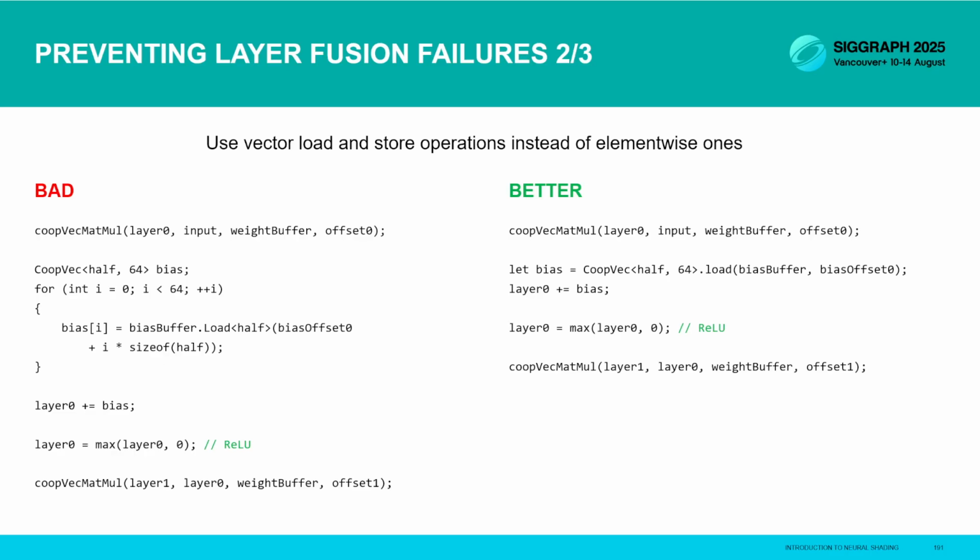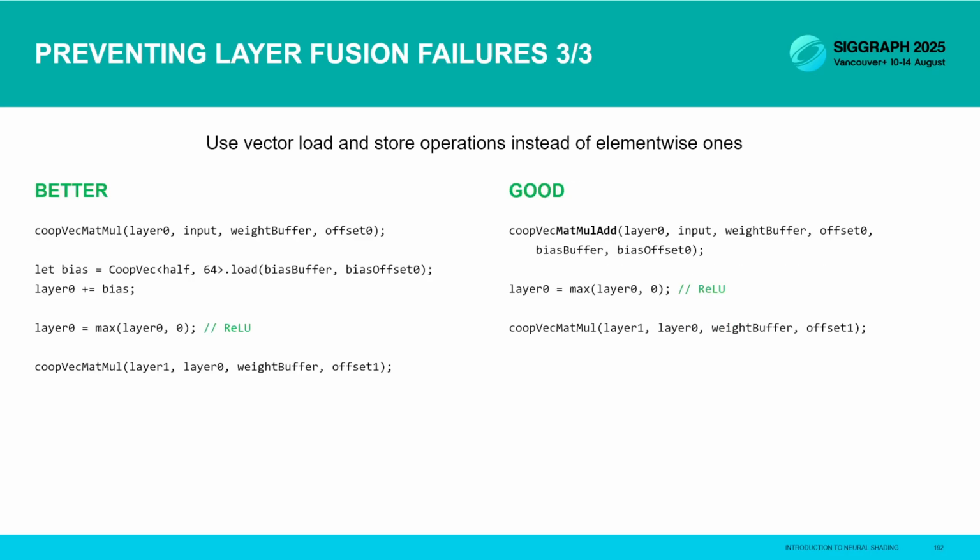Another important aspect of ensuring layer fusion success is using vector loads, such as for bias or scale vectors. The concept is the same. Instead of element-wise loads, use a vector load intrinsic. In case of a simple bias operation, though, it's even better to roll it into the Cooperative matmul add operation, if possible, which allows the compiler to pick the most optimal implementation.